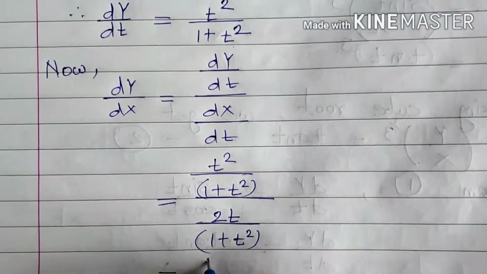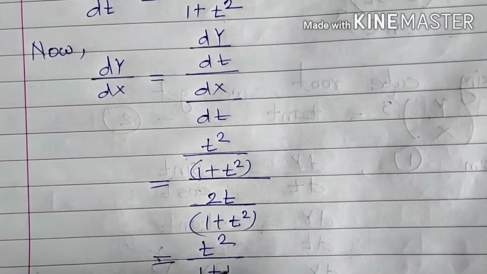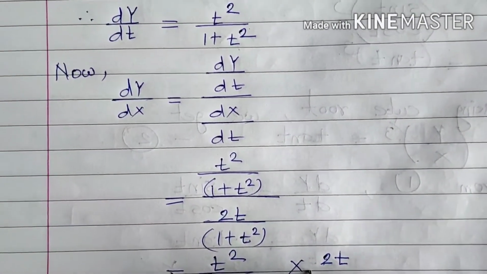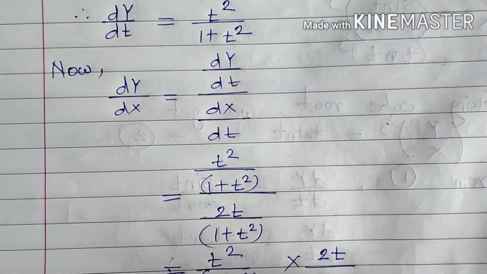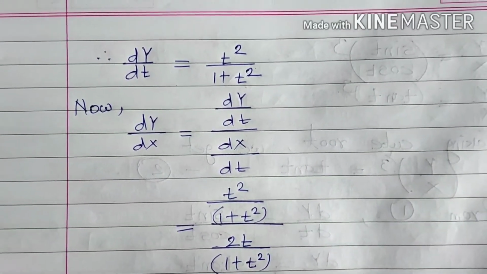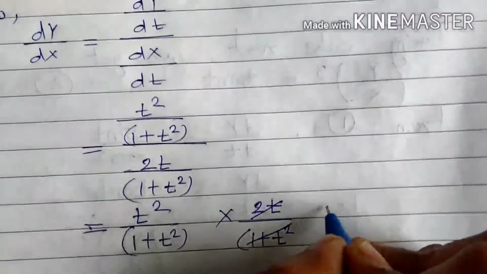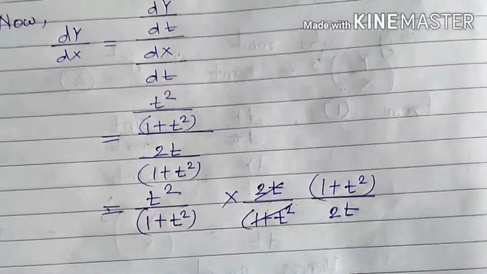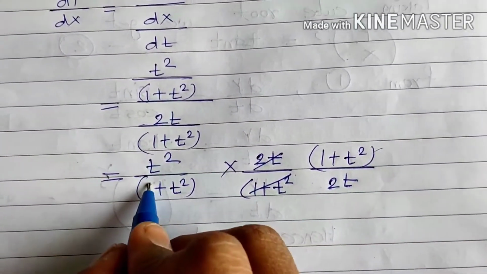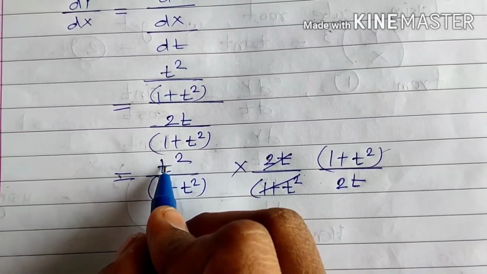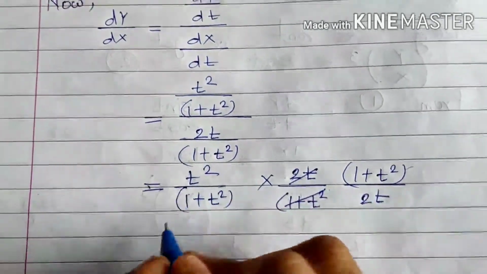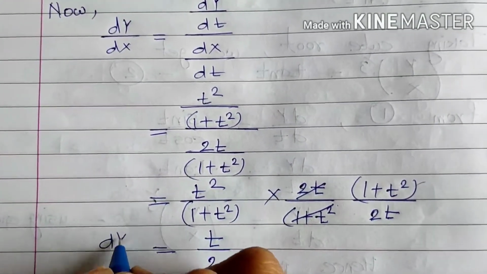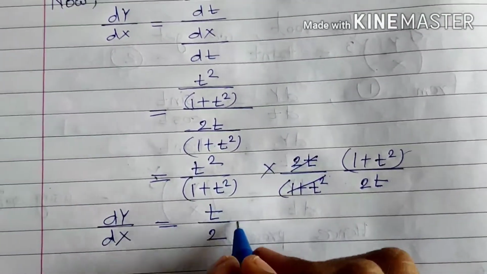You can write t square upon 1 plus t square into 1 plus t square upon 2t. Now this 1 plus t square and this 1 plus t square cancel. From this t square, one t and this t get cancelled. So only t upon 2 remains as dy upon dx. But this is not our answer.